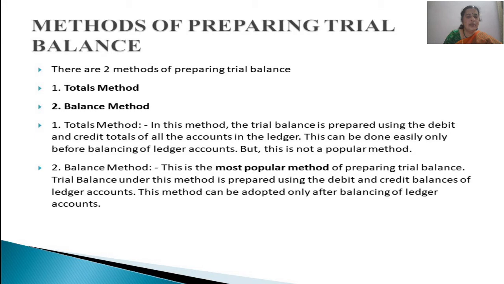So there are two methods of preparation, the totals method and the balances method, which I explained just now. The totals method is not a popular method. We don't use it because it is not that feasible. That means we don't go for balancing; we just post all the journal entries to the ledger accounts. Before balancing, we find the total of the debit and credit columns in all the accounts and take them to the corresponding sides in the trial balance, which we normally don't prefer.